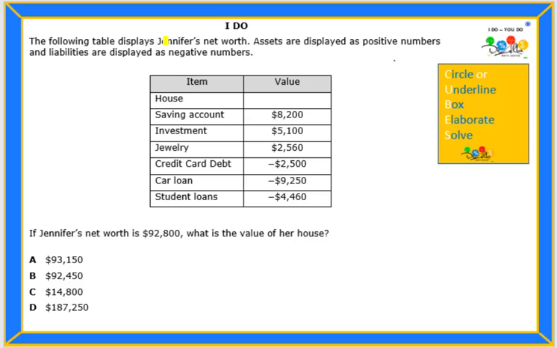The following table displays Jennifer's net worth. Assets are displayed as positive numbers, and liabilities are displayed as negative numbers. If Jennifer's net worth is $92,800, what is the value of her house?